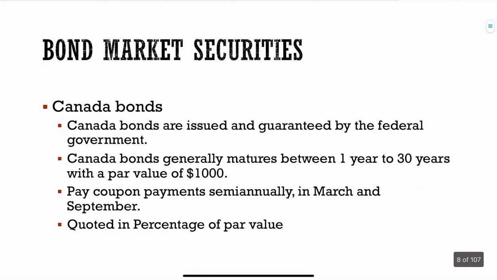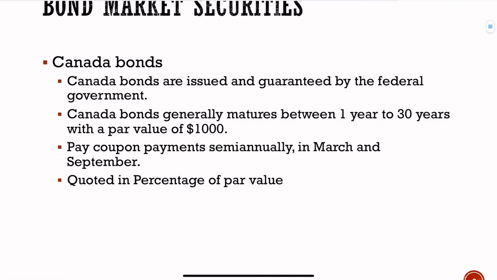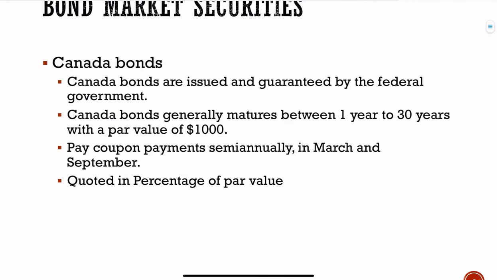Now let's talk about several different kinds of bonds. Canada bonds are bonds issued by the Canadian government. They have maturities generally between 1 year and 30 years, and the par value is $1,000. Coupon payments are made twice per year, in March and September. When you're looking at the quote, Canada bonds are quoted as a percentage of par value.